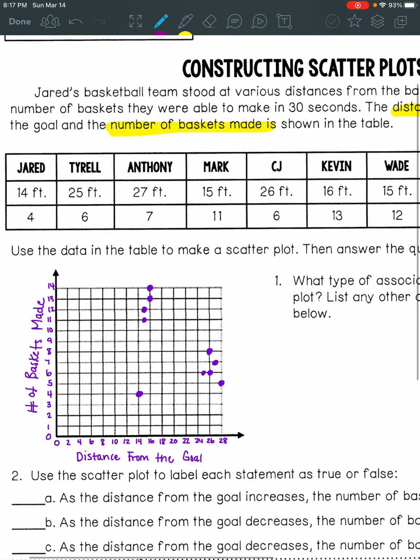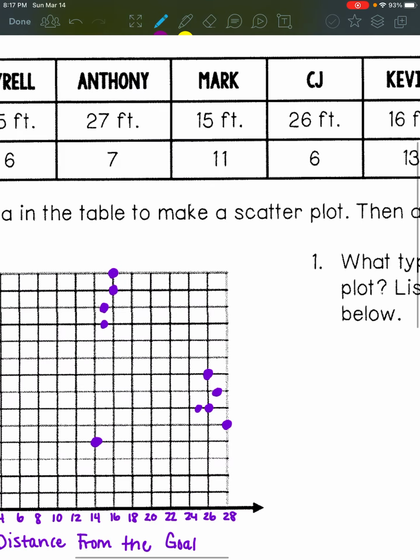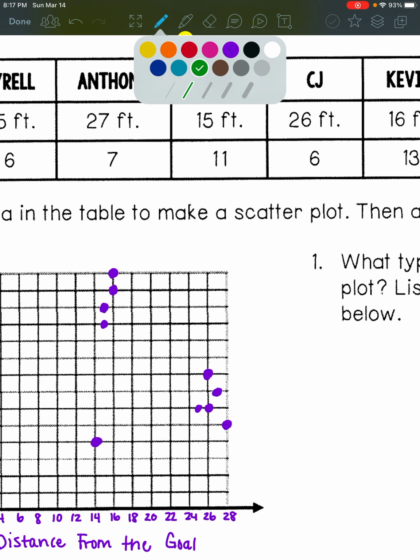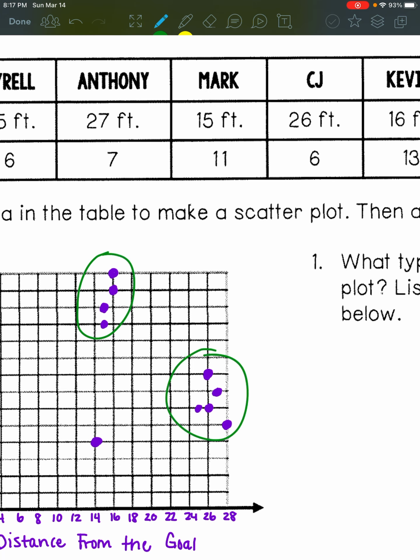And then it says list any observations in the space. So first of all, what I notice is there are basically two groups of points. We have a group here and we have a group here. So oftentimes I see students say, well, there's no association here. But notice that there's a big group here of no points at all. And think about what's going on in this problem.